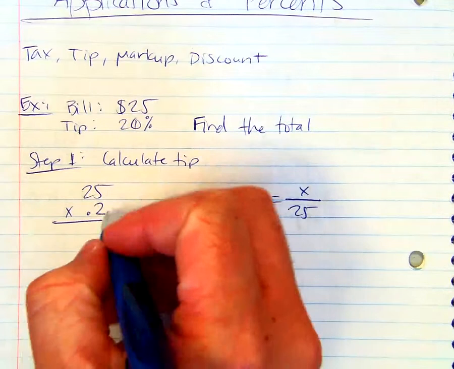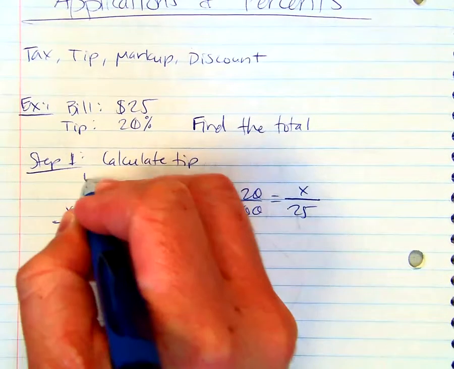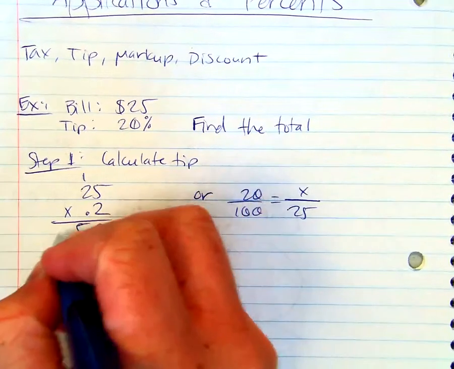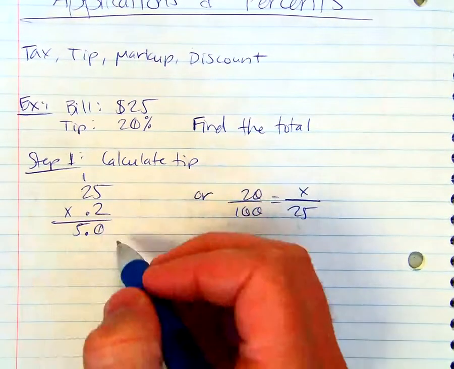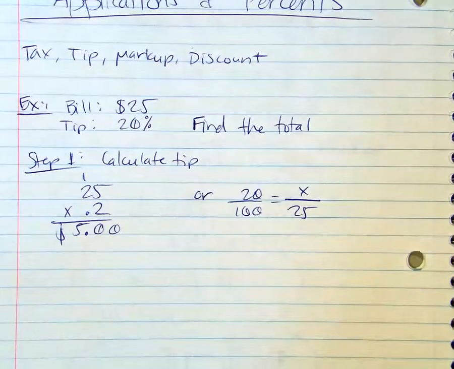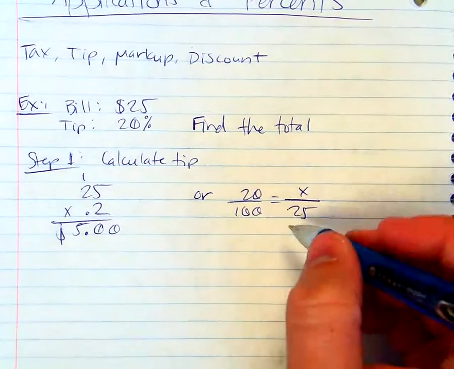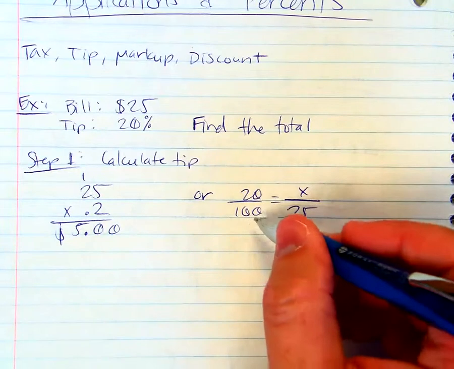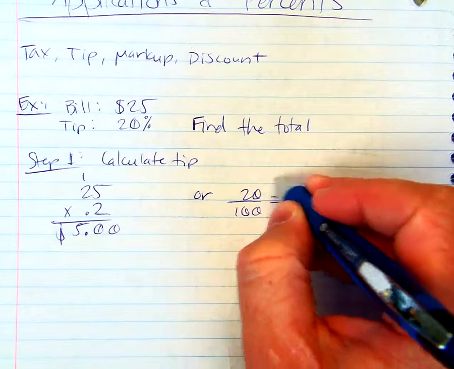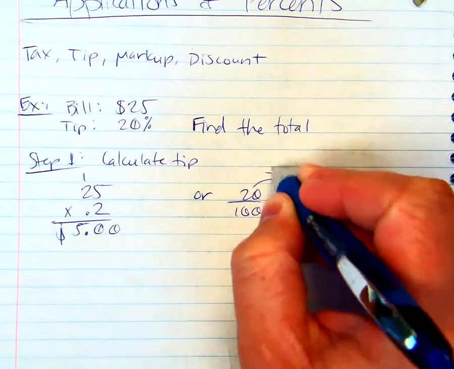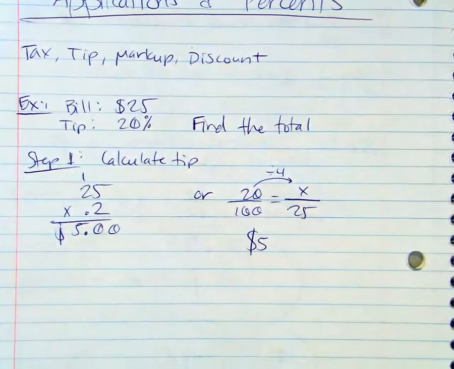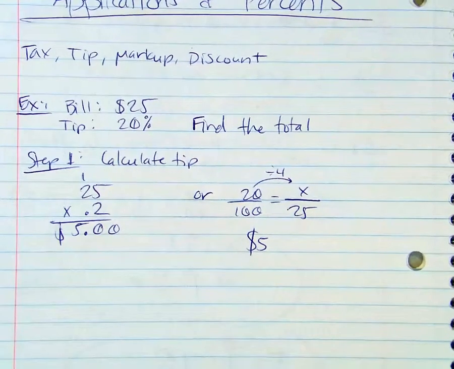If I do it as a decimal, I have to multiply this out. 2 times 5, 2 times 2, one number after the decimal. It's going to be 5.0. We're talking money, so I'm going to actually add a 0 and say $5. Or if you use the proportion, you would say, hey, doesn't 25 go into 100? So 25 goes into 100 4 times. If I divide by 4, 20 divided by 4 is still going to give me $5. Same answer either way. You pick the way of finding this.